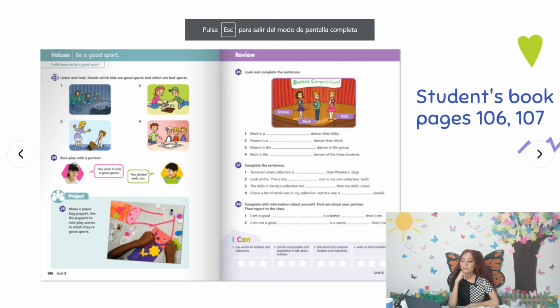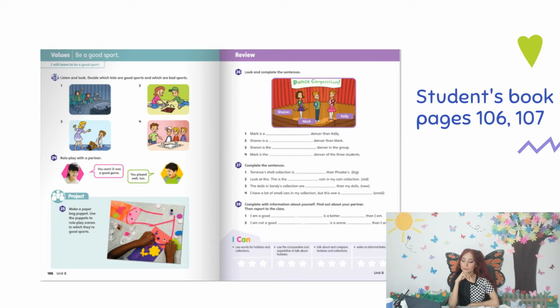Students Book, page 106. Activity 23. Listen and look. Decide which kids are good sports and which are bad sports.